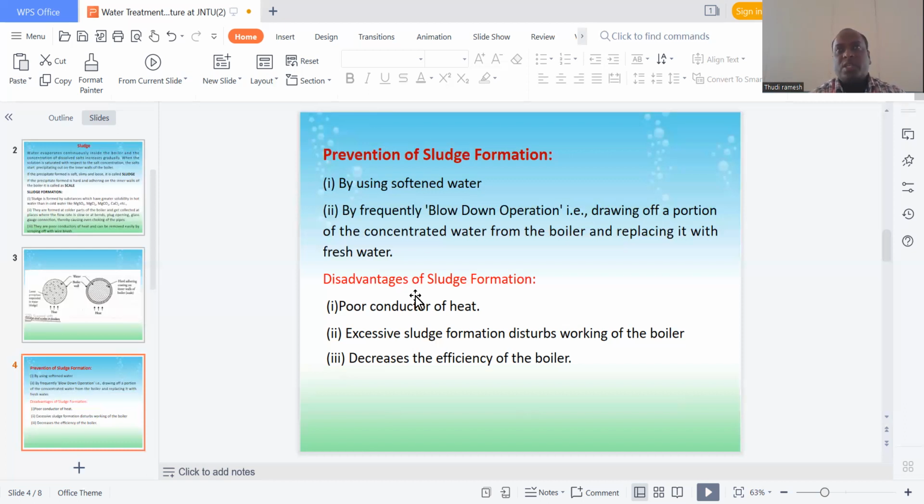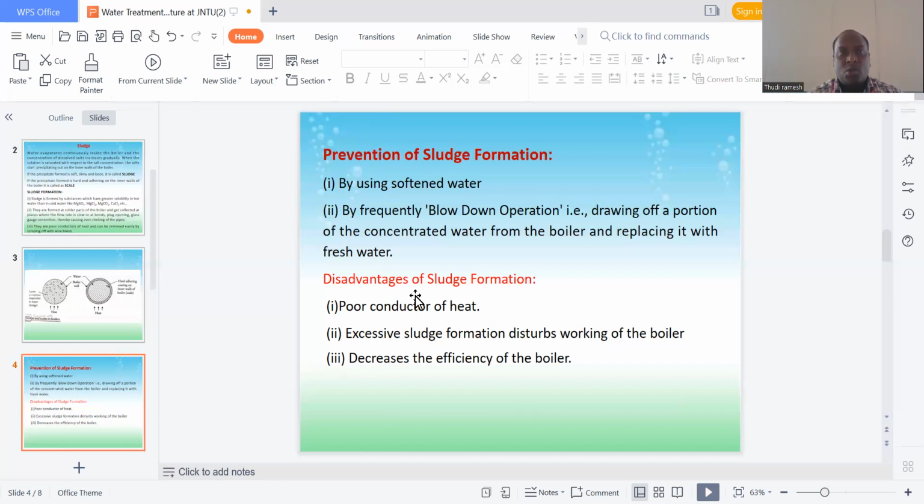So the disadvantages we consider: they are going to act as poor conductors of heat. And if excess sludge, excess precipitates, are forming inside the boiler material, then it is going to affect the working of the boiler material. The working condition of the boiler can be decreased because of the formation of excess sludge. Not only that, it is going to decrease the efficiency of the boiler also.